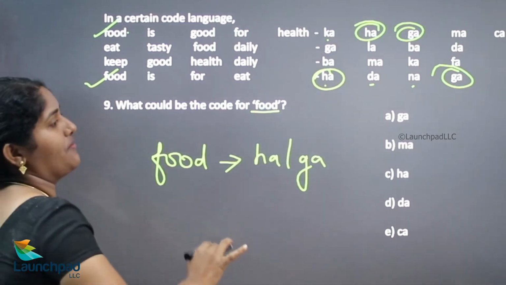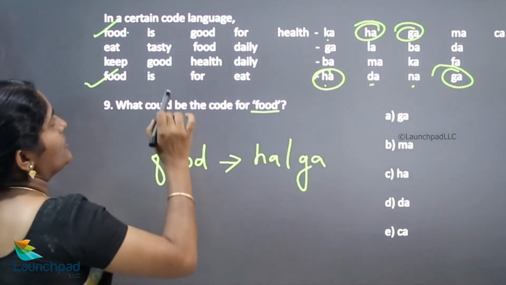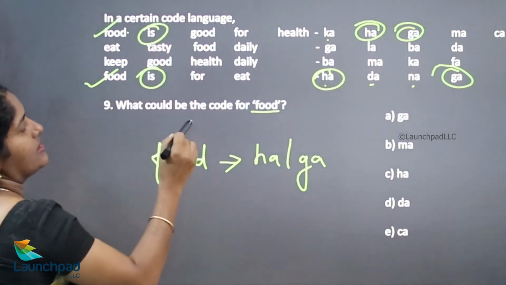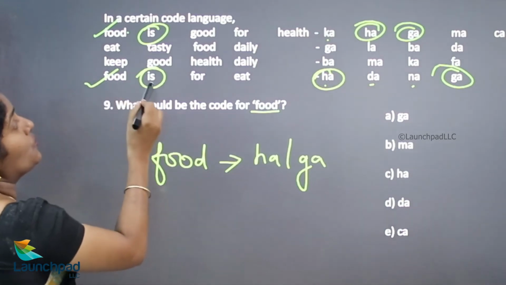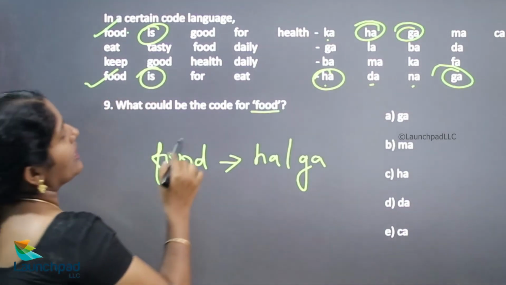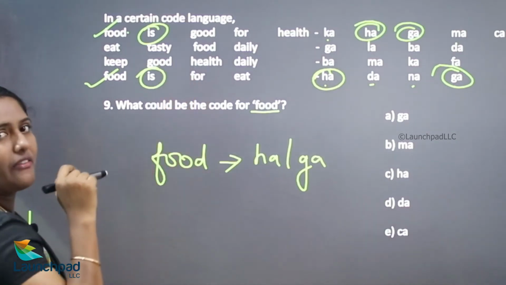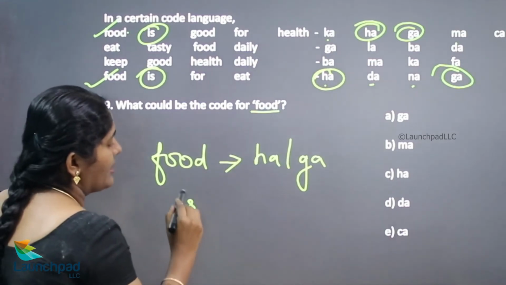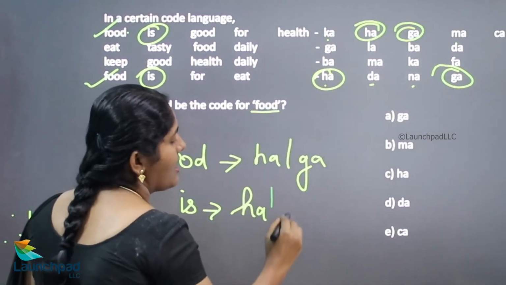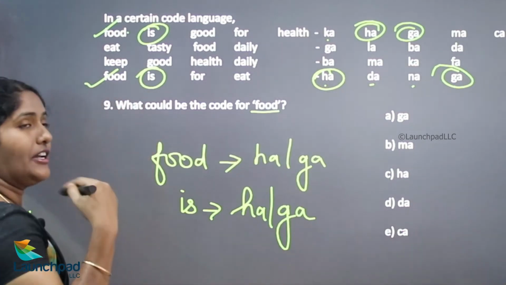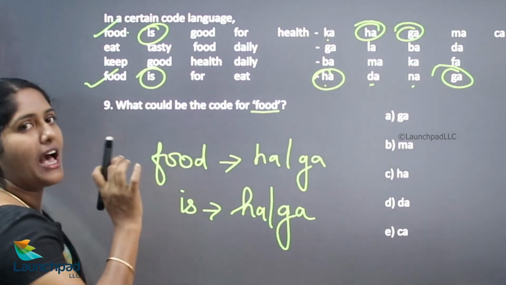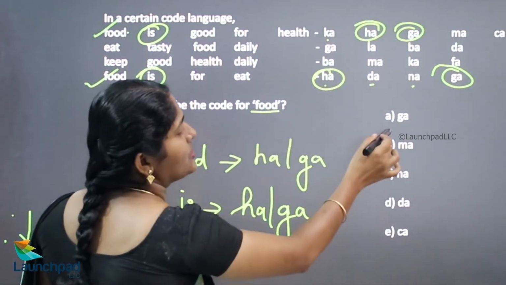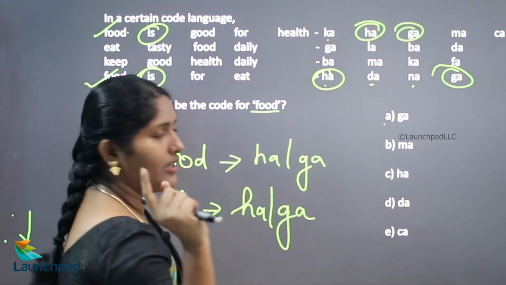We want to confirm which is the exact code. Is is also available, so two words are common here. Is there any word of is available here? No, we don't know that. So is also has the code ha or ga. According to this question, the word food has ha or ga. So what data is available here? Yes, ga is available here.